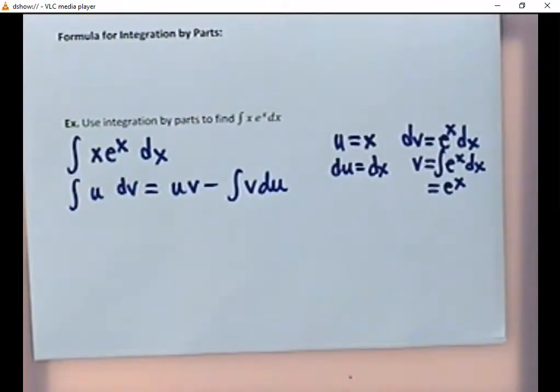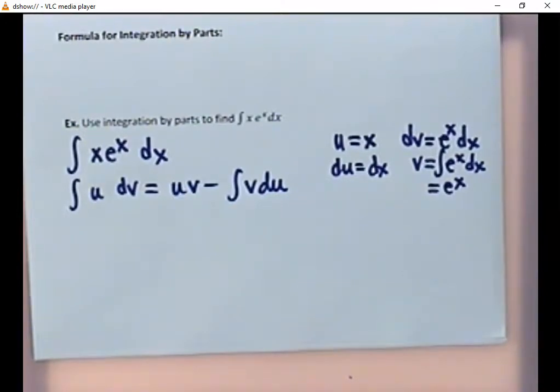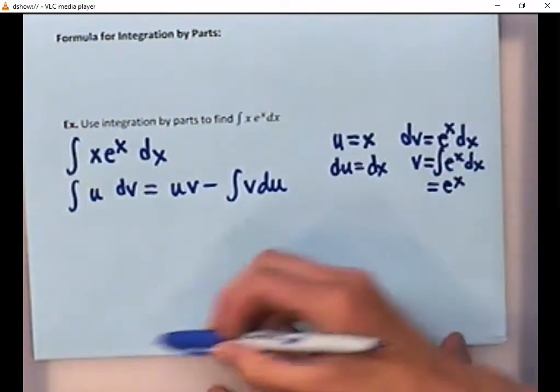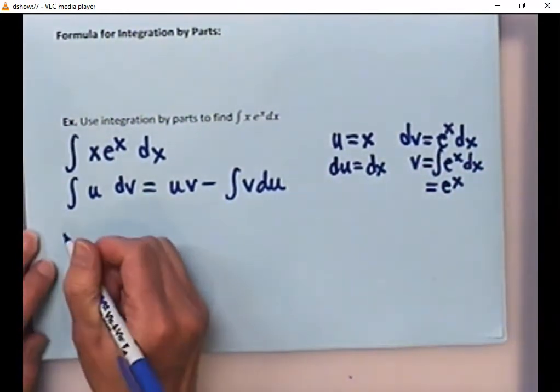No, and I'll tell you why in a minute, but basically we will add a plus c, but only at the very end of our answer. So in this parts situation, you don't have to add any plus c's. You will do it at the end of your answer, though. Okay, so now let's fill in the pieces.